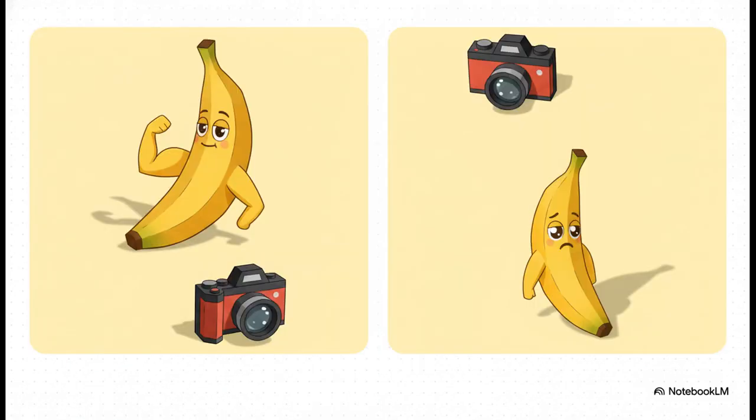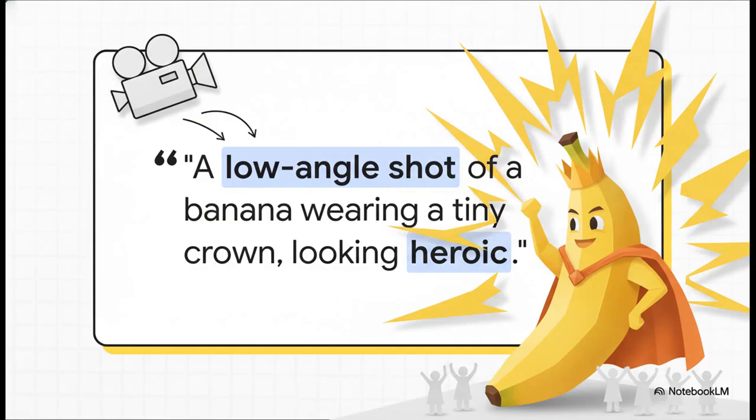So, when you put the camera down low and you're looking up at the subject, that subject instantly looks powerful, dominant, heroic. But take that same exact subject and put the camera way up high, looking down on them, they suddenly seem small, weak, maybe even vulnerable. It's a really powerful way to control the emotion of a scene. And here's a perfect example in a prompt. You're not just saying a banana and a crown. You're telling the AI how to shoot it to make us feel that it's a hero. That little phrase, low angle shot, does all the emotional heavy lifting for you.